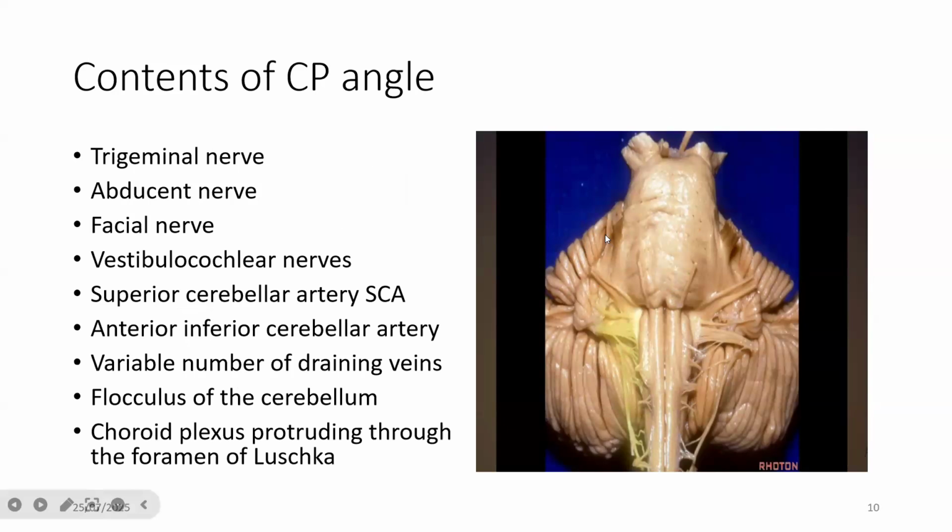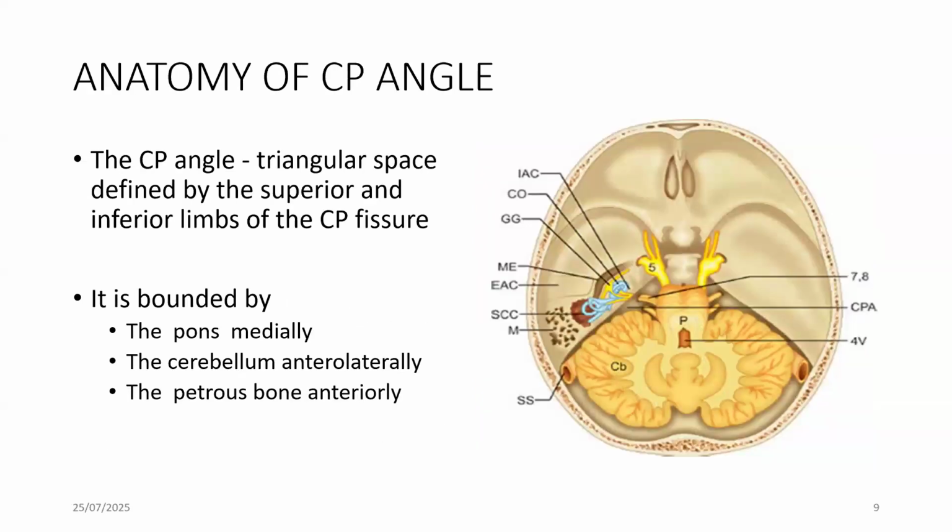The superior limb of it is what my cursor is on, and then the inferior limb of it on the right side is what my cursor is on. So the apex of this limb is located laterally, and this opens medially with the contents of the CP angle. The CP angle is bounded medially by the pons itself, as you can see here, laterally by the cerebellum, and anteriorly by the petrous apex, as you can see on this image.